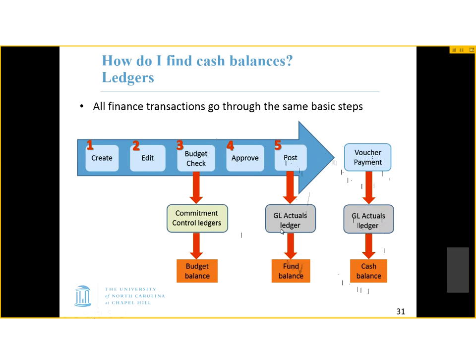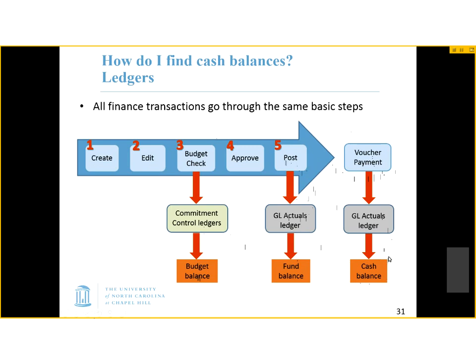So you have two ledgers, and you have three balances. You have commitment control ledgers, which affect your budget balance. You have GL Actuals ledgers, which at the time of posting affect what's called a fund balance. It tells you the value of a fund. And then when something gets paid, the payment affects the cash, just like your normal bank account.